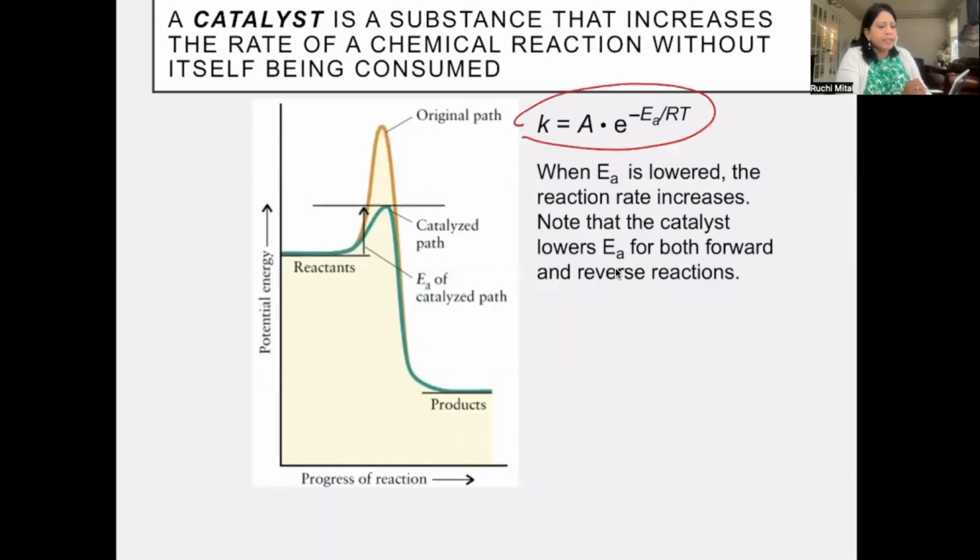Remember, as per the Arrhenius equation, if this is your original pathway, once you use a catalyst, it is lowering the activation energy. I want you to pay attention over here. The energy of the reactant and the energy of the product does not change. A catalyst only affects the activation energy. And it lowers the activation energy for a forward reaction as well as for the reverse reaction. So this is the activation energy for the forward reaction. This is the activation energy for the reverse.